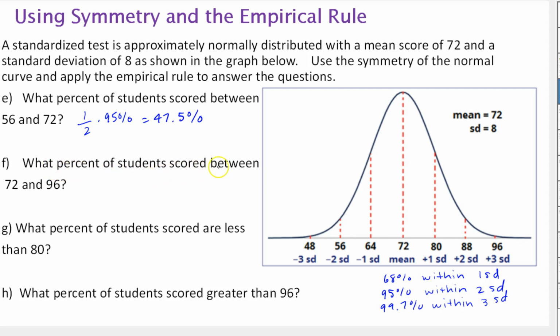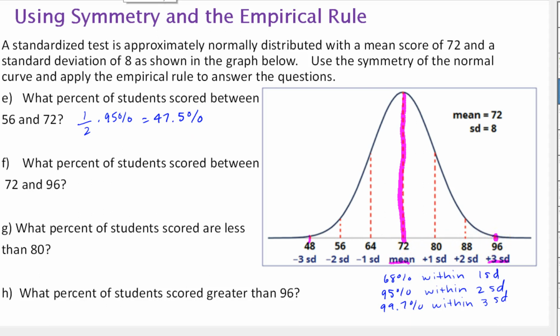What percent of students scored between 72 and 96? So we're given the mean again as one of the boundary values, and now we're going up to 96. And 96 is 3 standard deviations above the mean. So like we did in the last problems, we know 99.7% is within 3 standard deviations in either direction, and the boundary values we were given would be half of that.